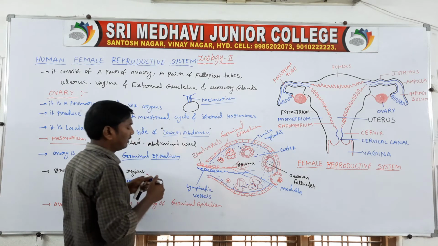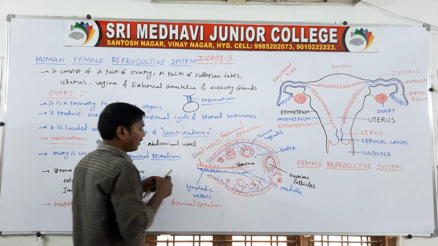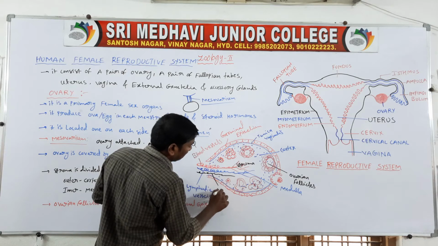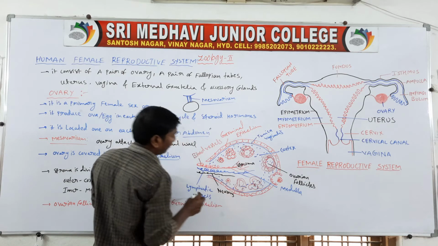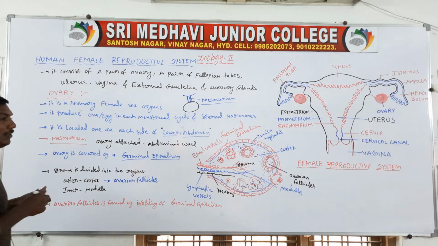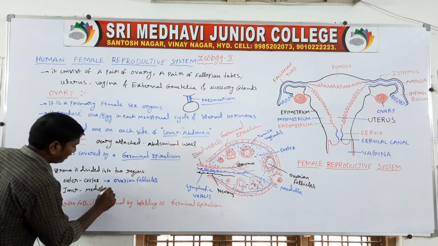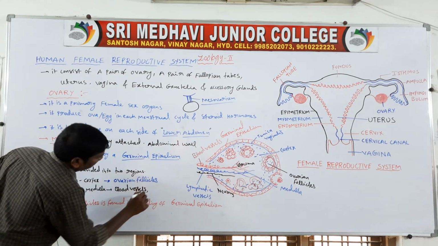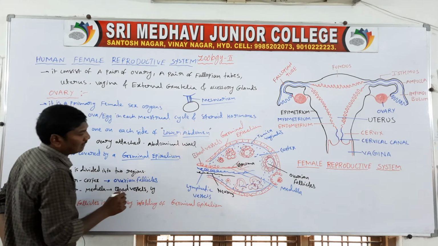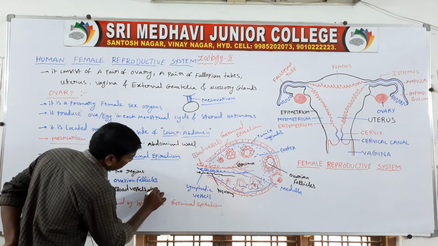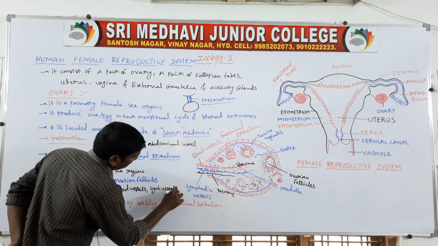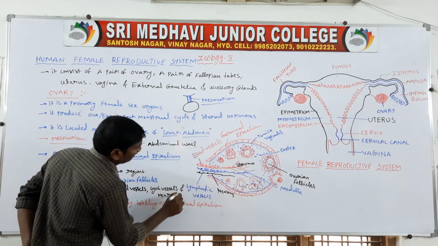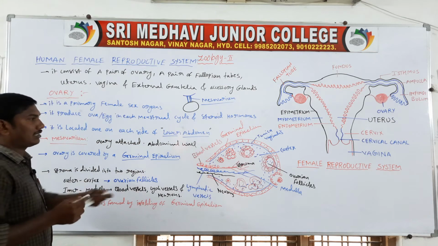Next one, neurons. They contain neurons. So the inner medullary region contains blood vessels, lymph vessels, and neurons. So they are present in the ovary. So that is the structure of the ovary.